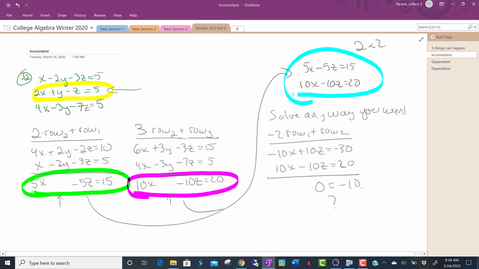So what's that telling me about my system of equations? That's not true. Since that's false, that's telling me I have an inconsistent system of equations. And that's the big thing to see here, is that if you have an inconsistent system, at some point your variables are going to drop out and you're going to end up with something that's clearly not true.